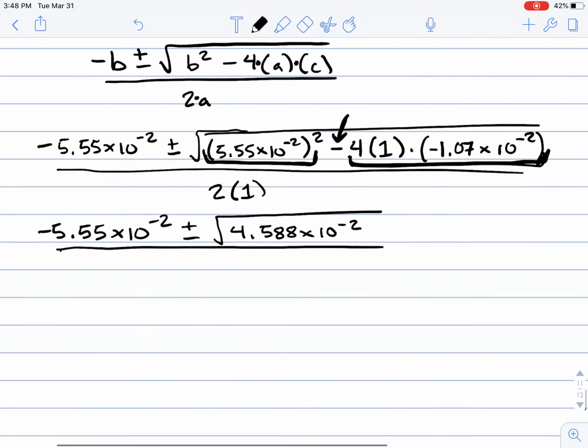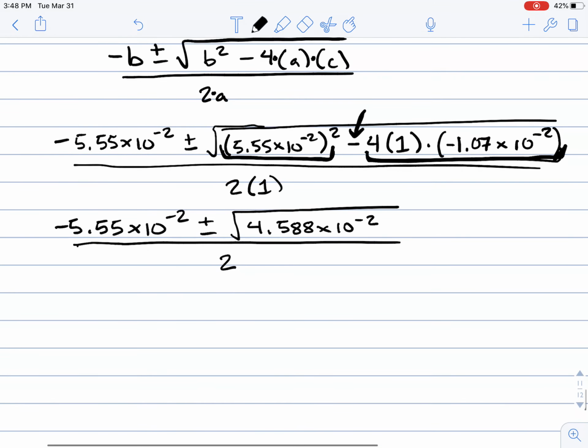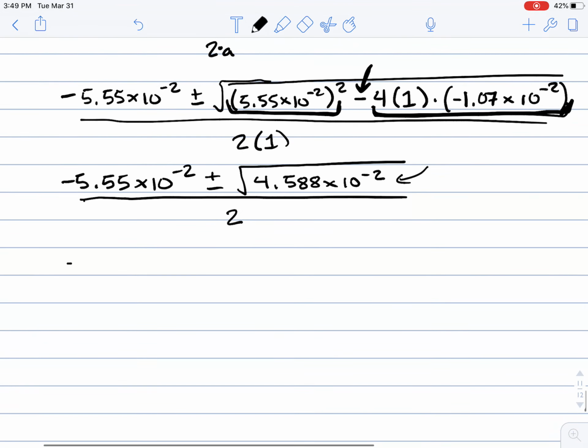And so I'm going to go ahead and divide the denominator by 2. So now if we take the square root of this value, you will get negative 5.55 times 10 to the negative 2 plus or minus 0.214.